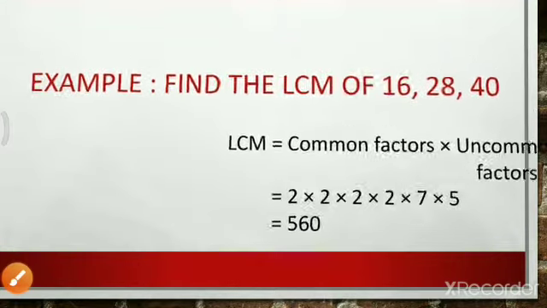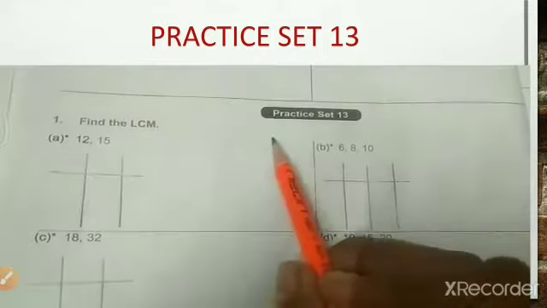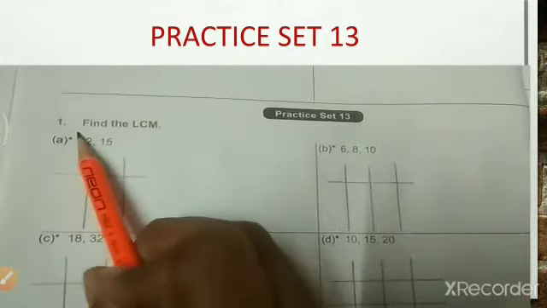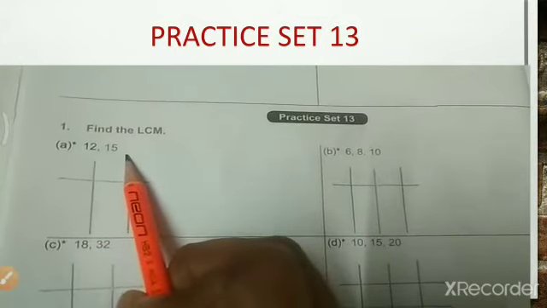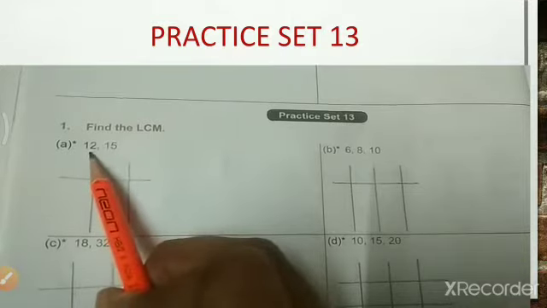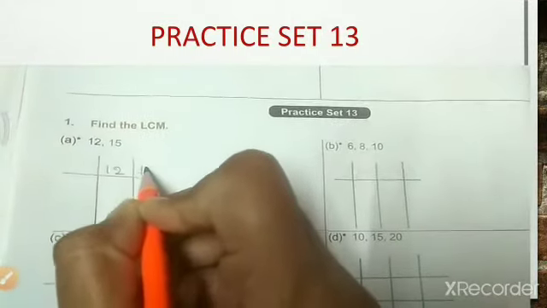Now let's see our practice set 13. How you will do the practice set 13. Now see student, practice set 13. First one, find the LCM. First 12 and 15. Now here you have to find the LCM of 12 and 15. So see how you are going to find the LCM of 12 and 15.